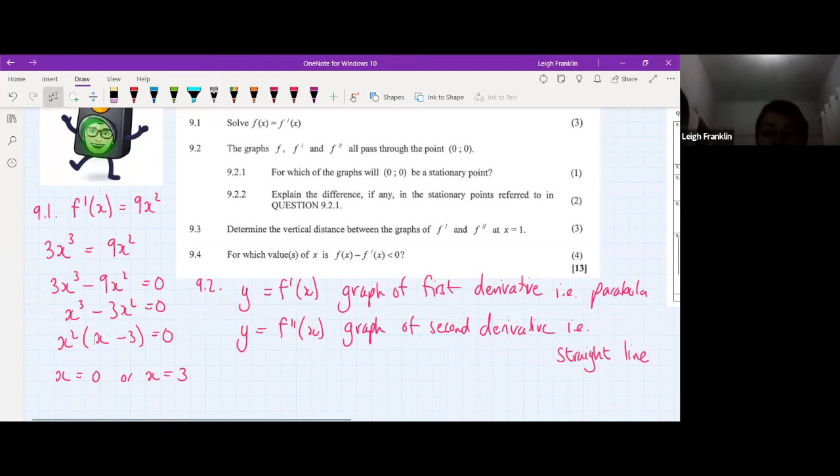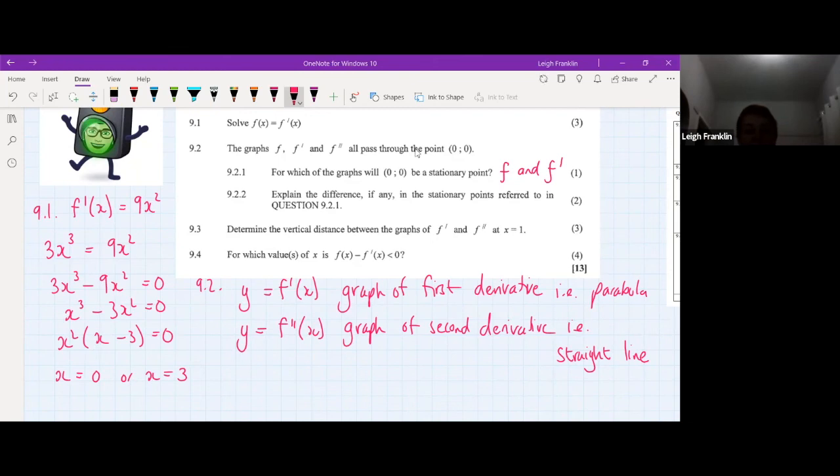Right, do straight lines have stationary points? Certainly not. Okay, so for which of the graphs will 0 and 0 be a stationary point? That will have to be for f and f prime only, because straight lines do not have stationary points.